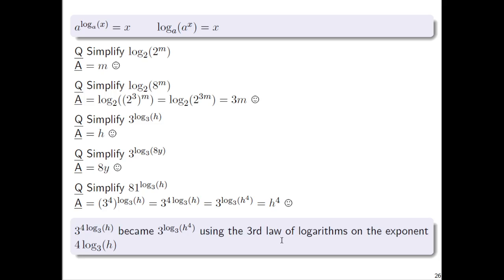Okay, so just to clarify, what happened here was that 3 to the 4 times log base 3 of h became 3 to the log base 3 of h to the 4th using the third law of logarithms on the exponent. So we really zoomed in on part of the expression. It was really the 4 log base 3 of h part that became log base 3 of h to the 4th.